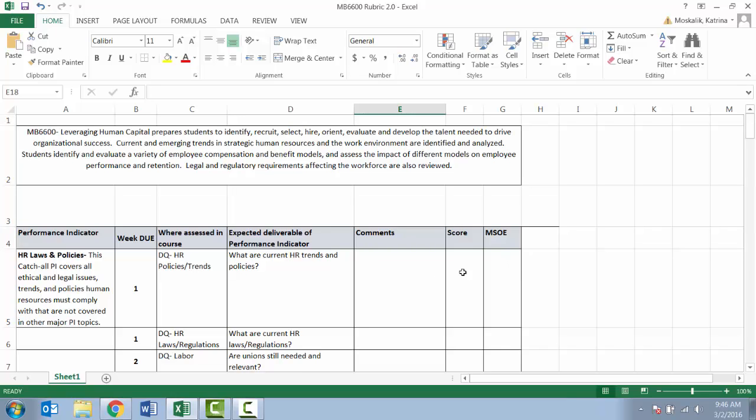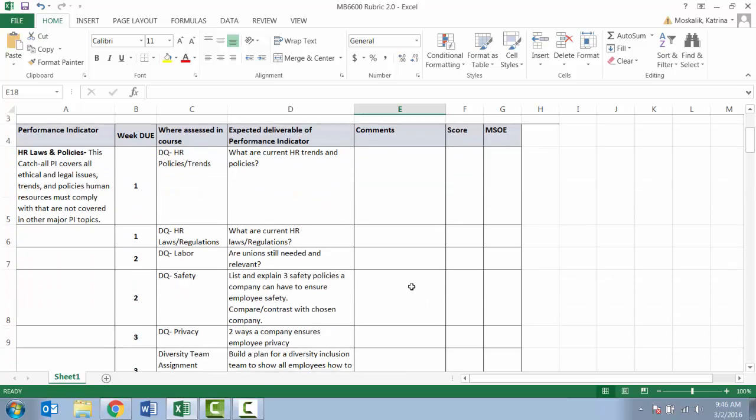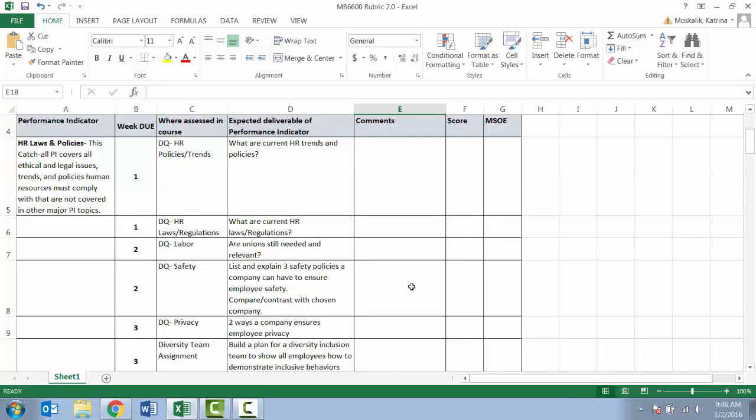This is the Master Rubric and General Course Overview for MB6600, our Leveraging Human Capital course. This class has 5 performance indicators, and these 5 areas are the big buckets of human resources and the way we're going to go through the content.